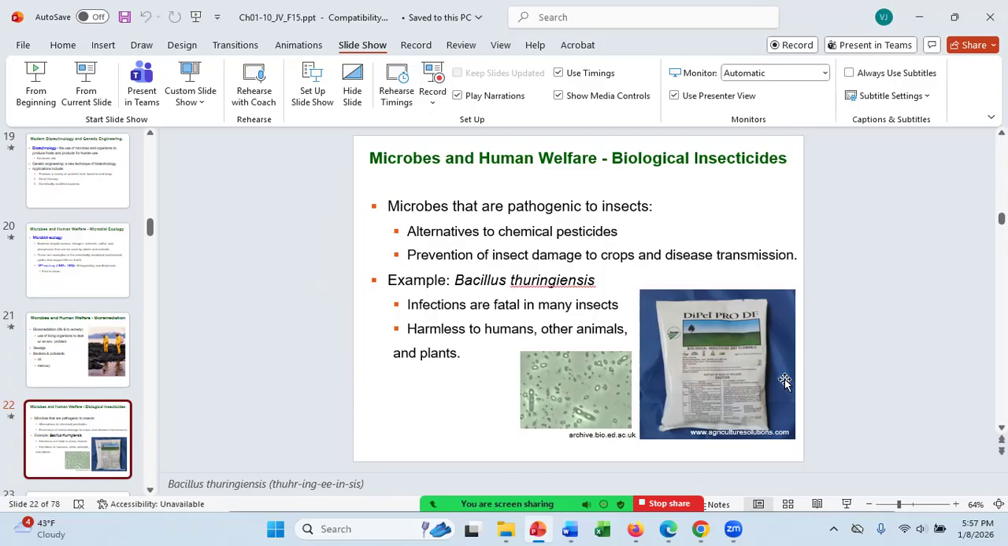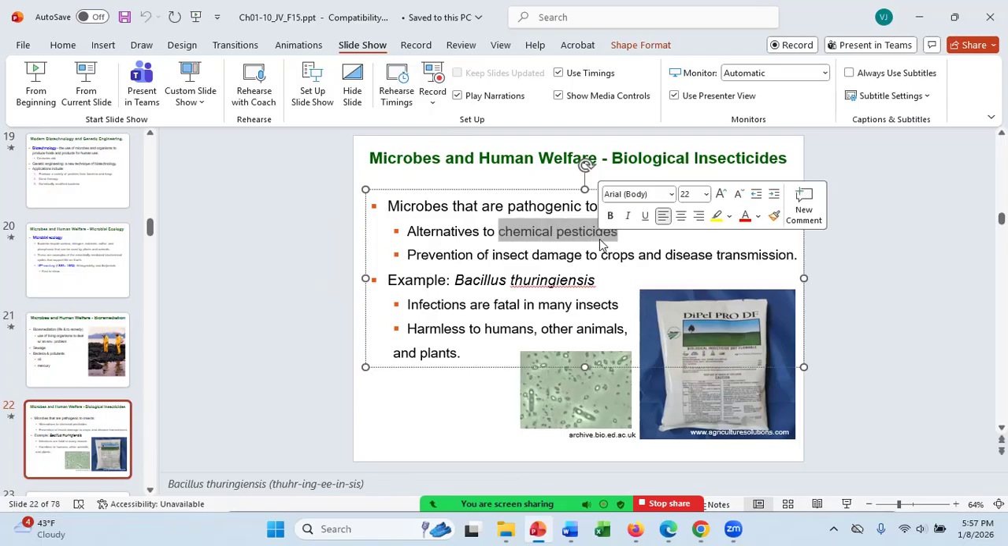We can also use microbes for a biological insecticide. Some microbes are pathogenic to insects, and they're an alternative to chemical pesticides. Chemical pesticides are toxic to humans, and long-term exposure causes, I don't know, various side effects. If you were to use a biological insecticide, it's less toxic to humans.